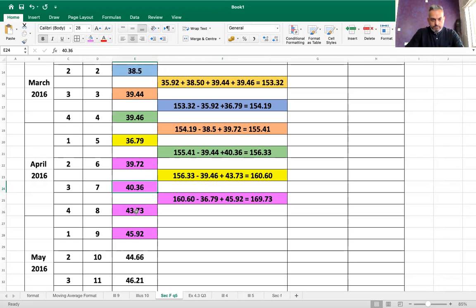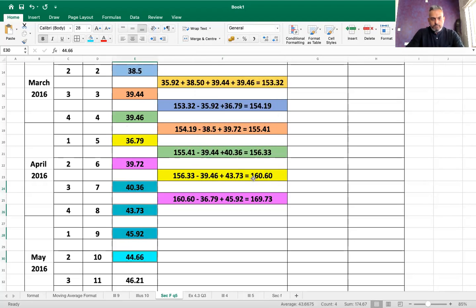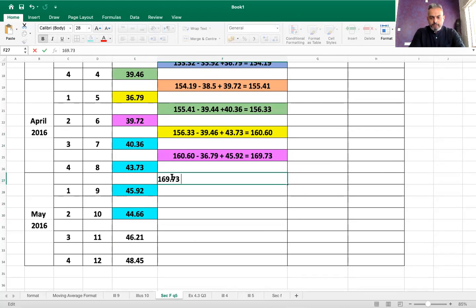Next, again in the centermost, so 169.73 minus 39.72 plus 44.66, which is equal to 174.67.